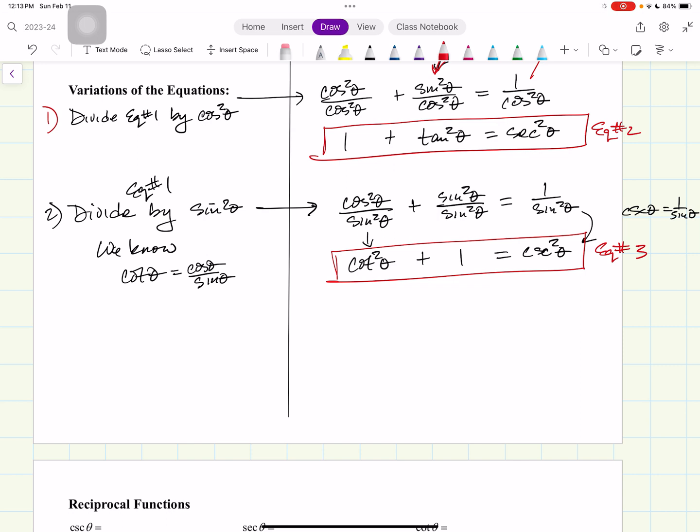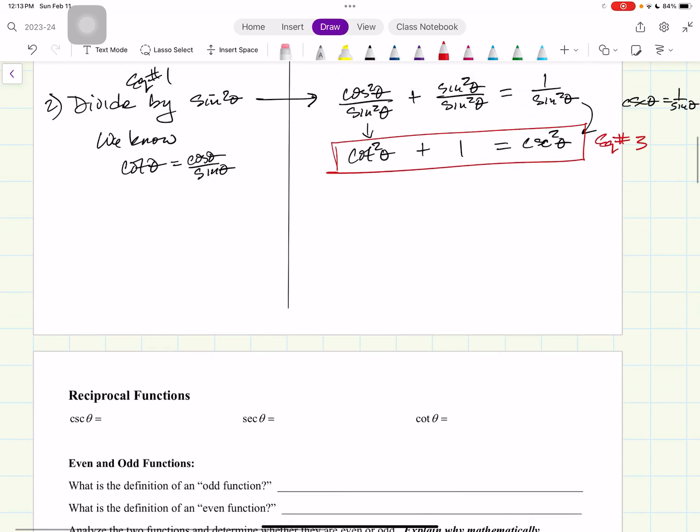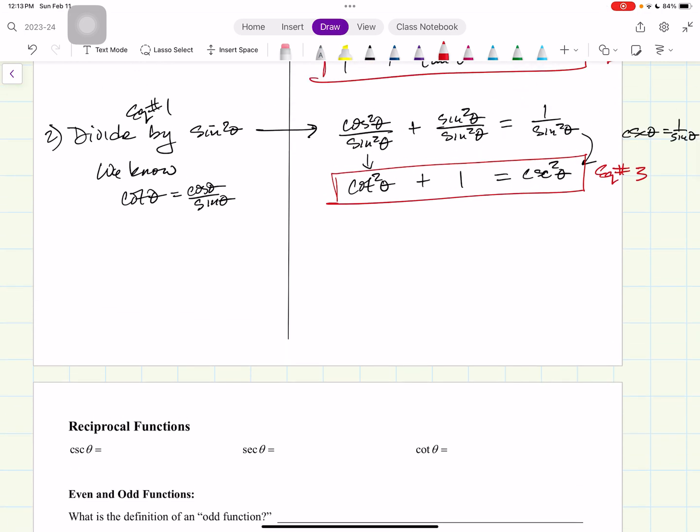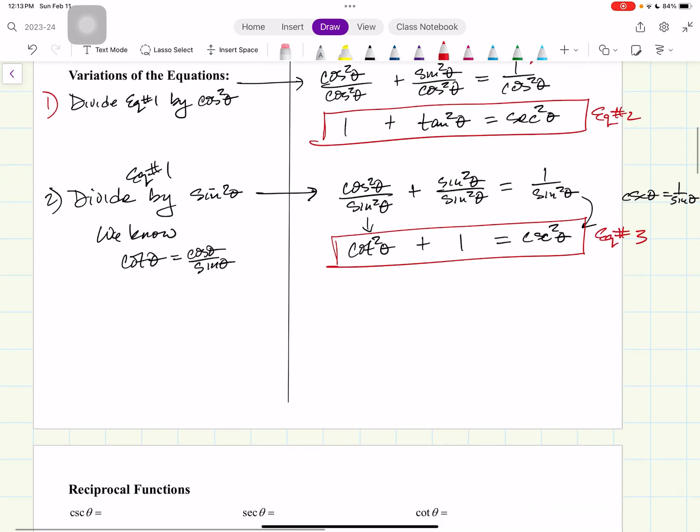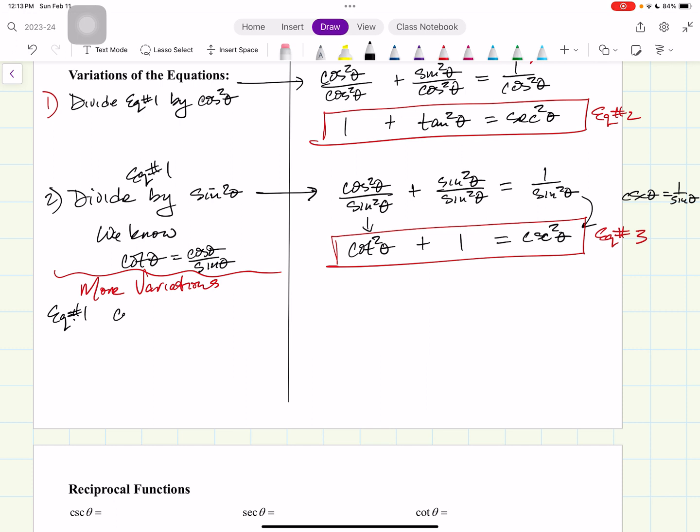So now, what do we have? We got some variations. Let's take a look at some more variations. What we're going to do is take our main equation. I'm going to rewrite equation number 1 over here, which is our main Pythagorean identity: cosine squared theta plus sine squared theta equals 1. And believe it or not, you can get 2 variations off this.